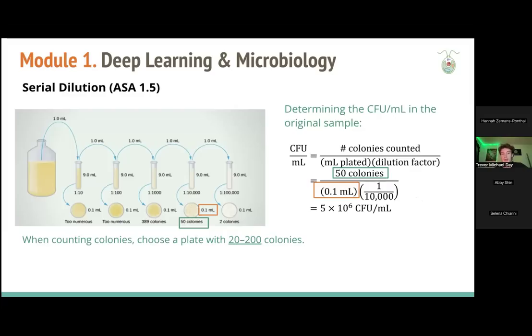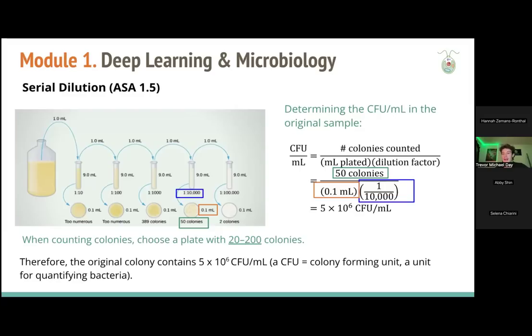We're plating a volume of 0.1 milliliters, indicated on the schematic as highlighted in the orange box. And our dilution factor, also indicated on the schematic, is 1 in 10,000. Completing the math, we get a value of 5 times 10 to the 6 CFU per milliliter, which is our answer in this case.